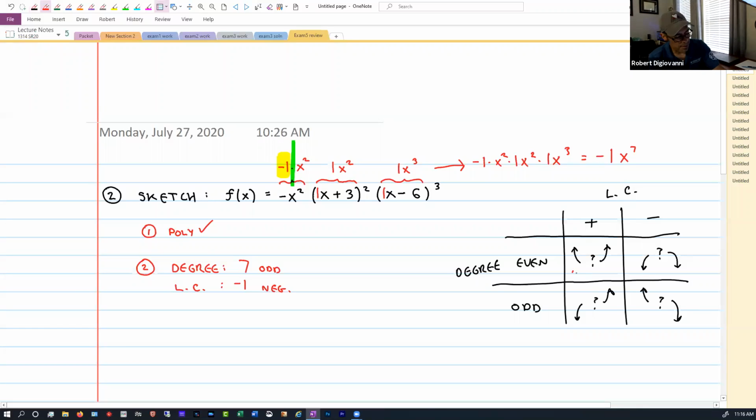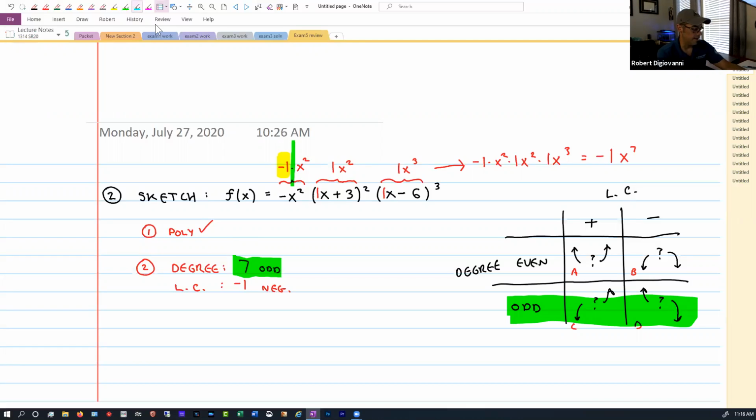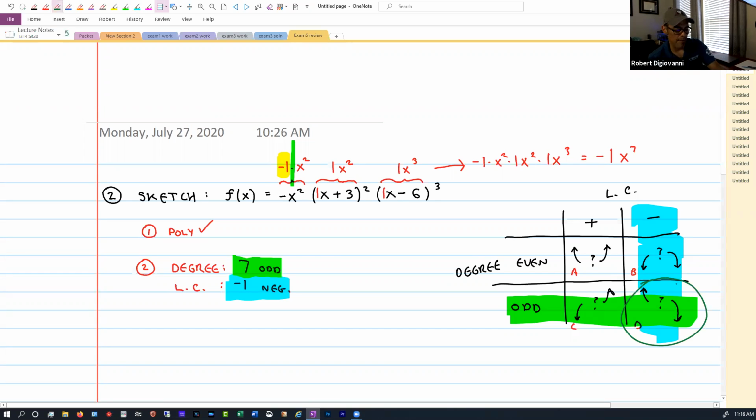So if we look at this as options A, B, C, and D, what do we have here? Do we have A, B, C, or D here? So we have an odd degree, right? Which means we're going to be either C or D. But then we have a negative leading coefficient, which means we have to be one of those. So what we're looking at is where they overlap, which would be that one. So that means our left side goes up, right side goes down. Is that okay for everyone? Yes. Okay.